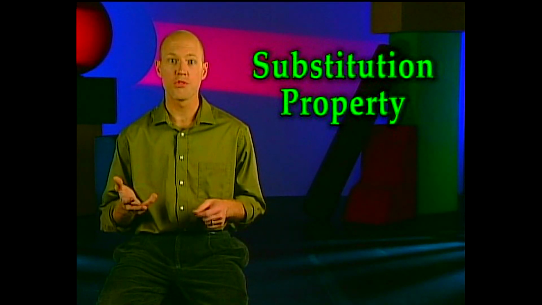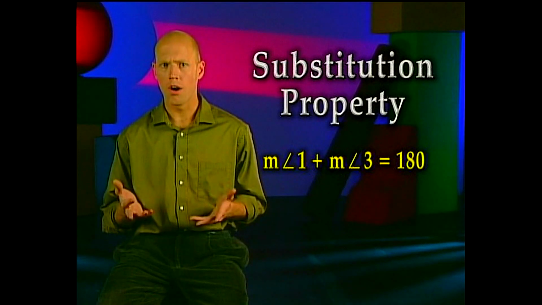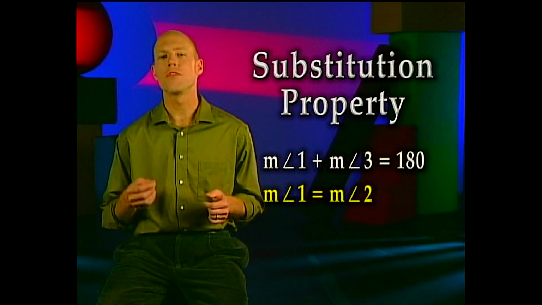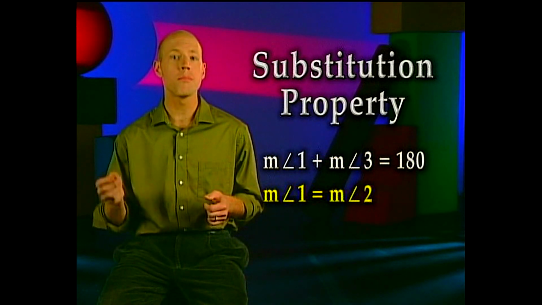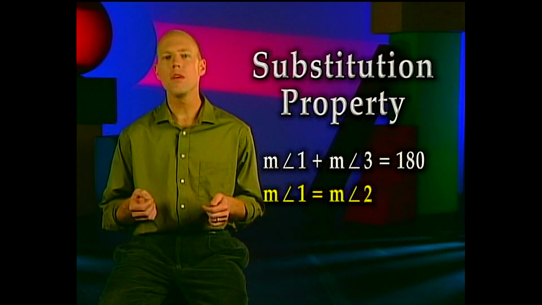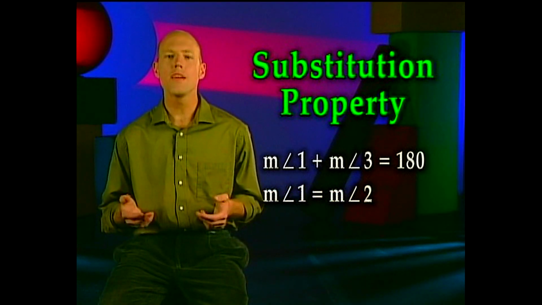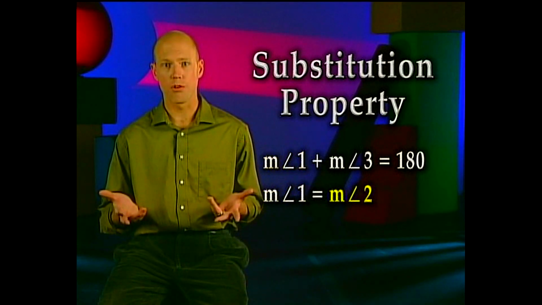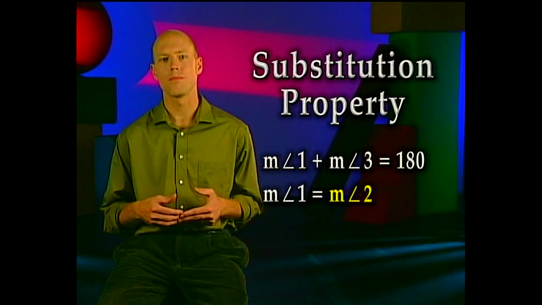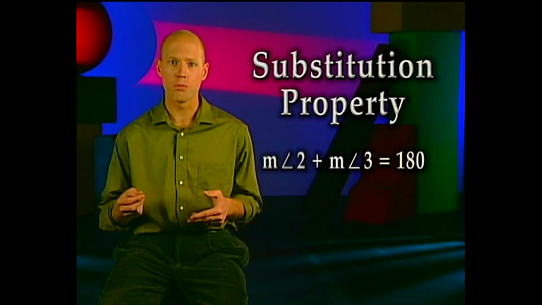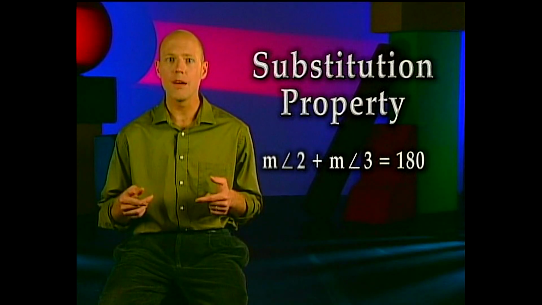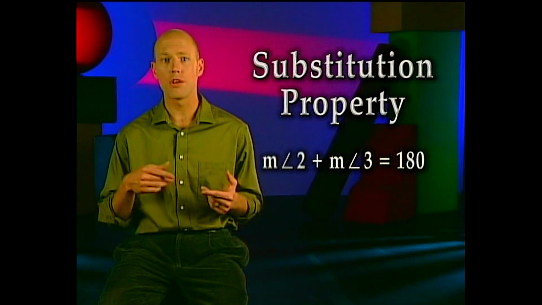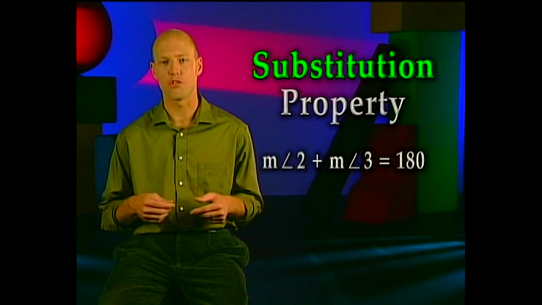Let's say we have two statements. The measure of angle 1 plus the measure of angle 3 equals 180. And the measure of angle 1 is equal to the measure of angle 2. By using the substitution property, we can switch two values that are equal, the measure of angle 1 and the measure of angle 2, in our first statement. So, the measure of angle 2 plus the measure of angle 3 equals 180. Switching the values of the measure of angle 1 and the measure of angle 2 is substitution.